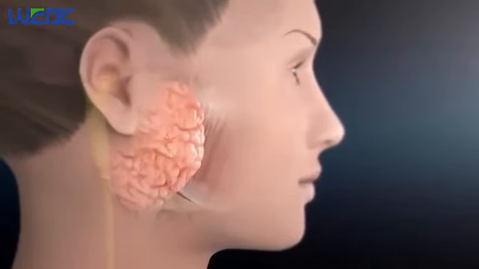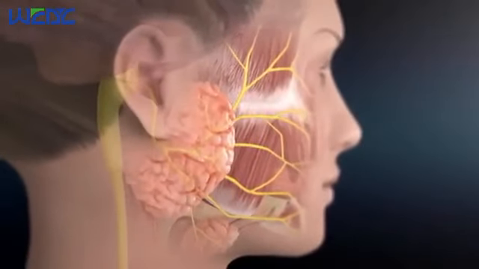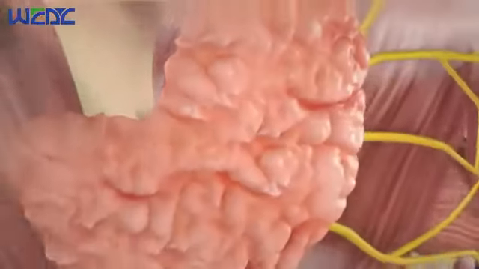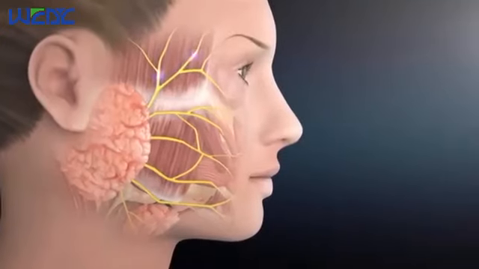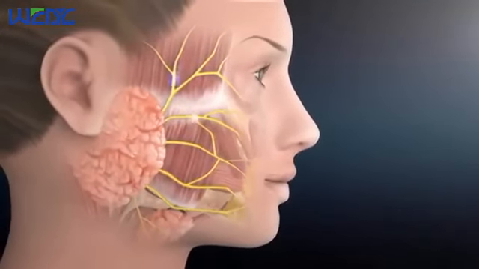Largest salivary gland and has an intimate relationship with the facial nerve. The facial nerve starts from the brain, travels in a long bony canal before coming out of the skull and passing through the parotid gland to get to the muscles of the face, thus controlling facial movement and expression.